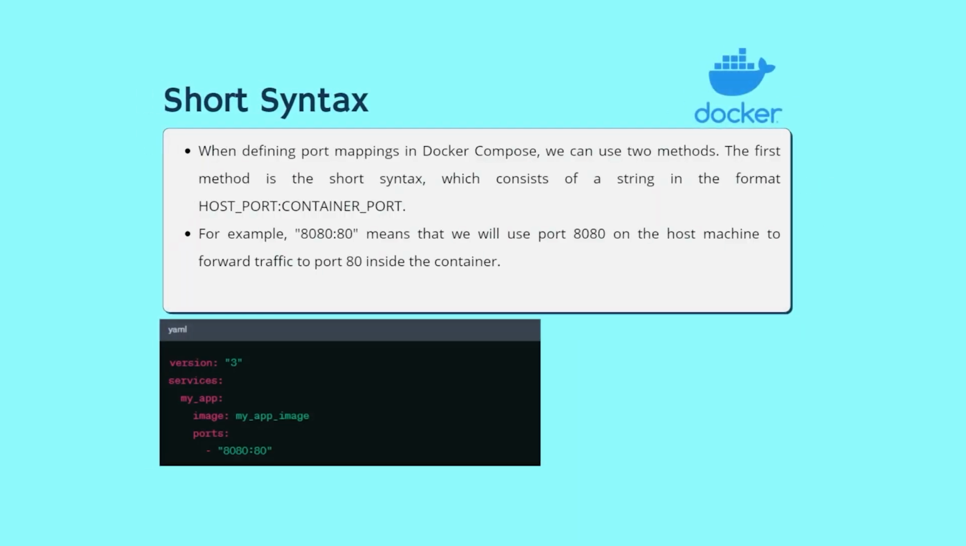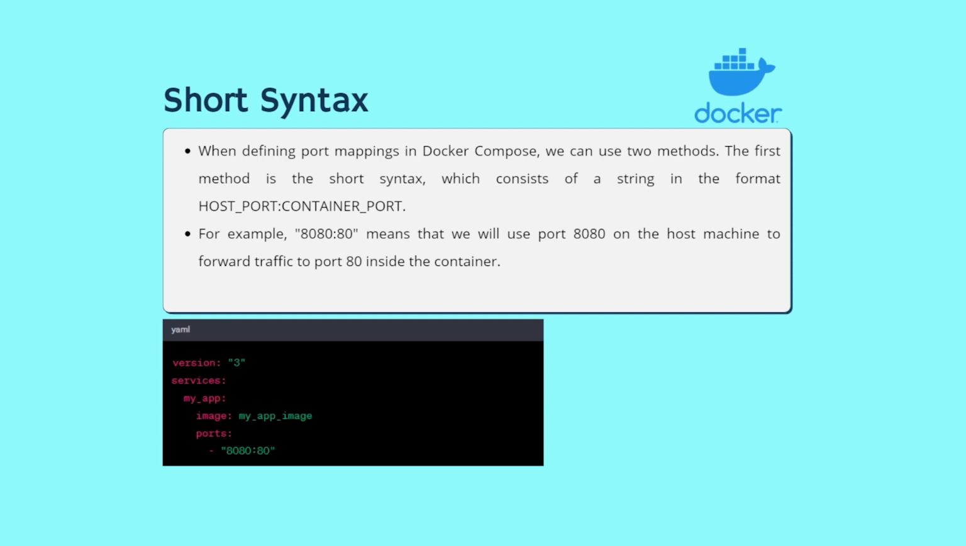Short syntax. When defining port mappings in Docker Compose, we can use two methods. The first method is the short syntax, which consists of a string in the format host port:container port. For example, 8080:80 means that we will use port 8080 on the host machine to forward traffic to port 80 inside the container.